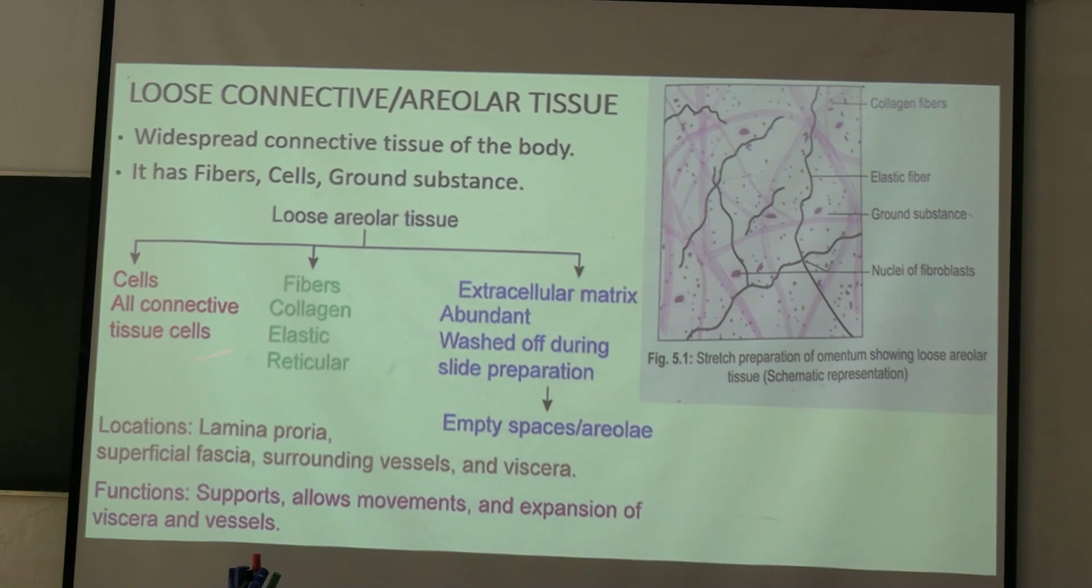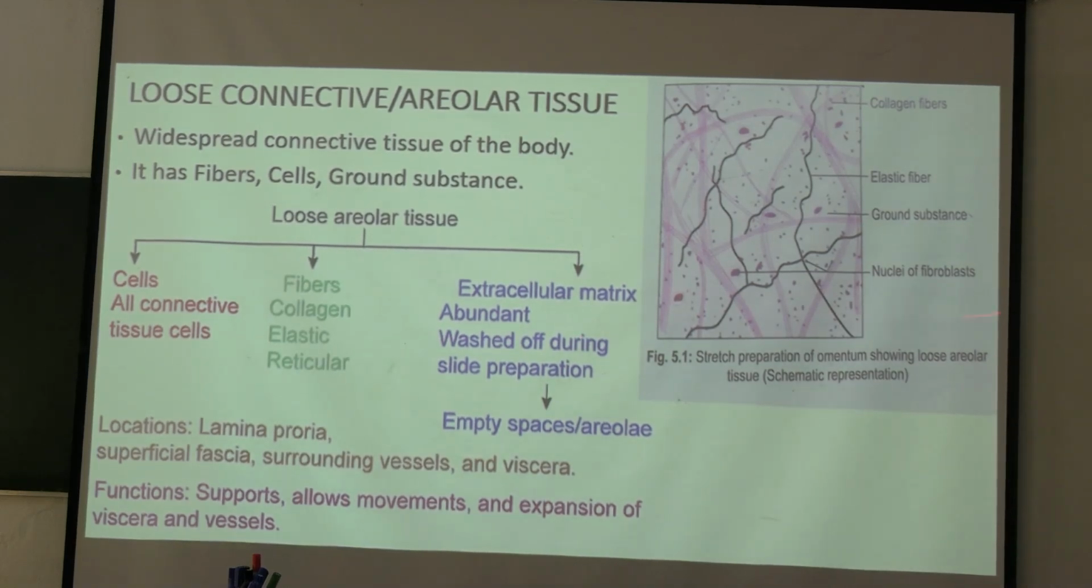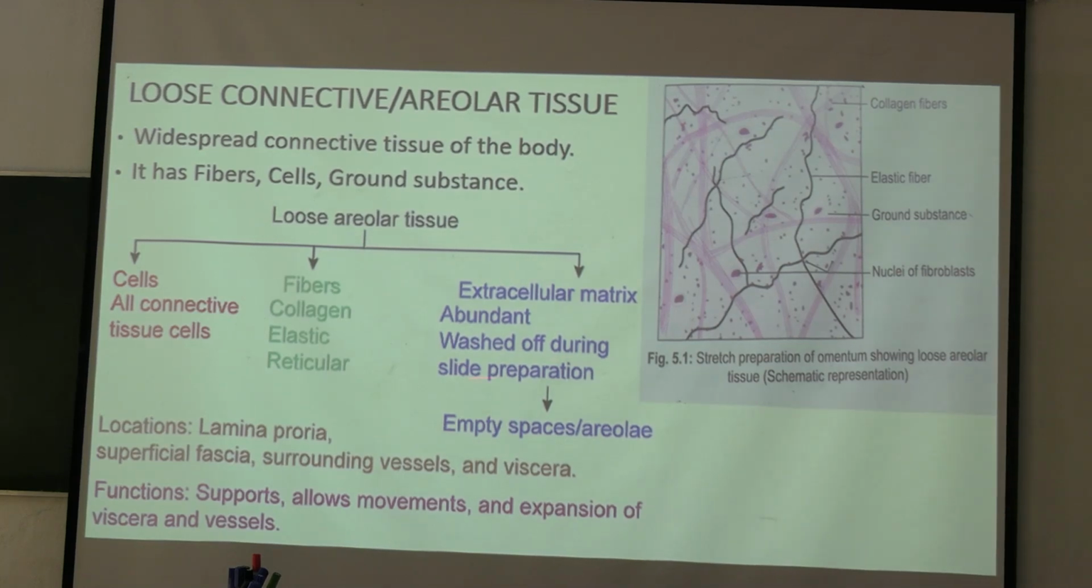So loose areolar tissue consists of all connective tissue cells. All three types of fibers are present. And the extracellular matrix is abundant. This is important. Here the extracellular matrix is abundant and washed off during slide preparation. That's why empty spaces or areola are present. These are the locations of the extracellular matrix, and this appears empty after slide preparation.